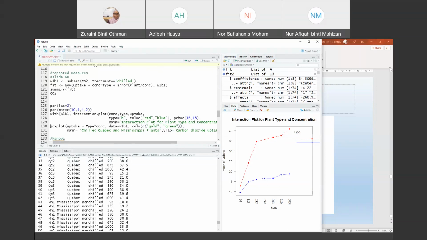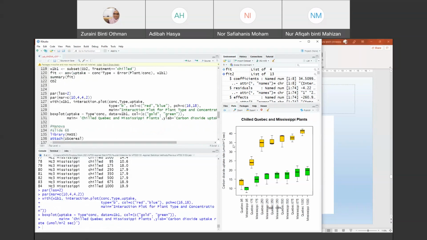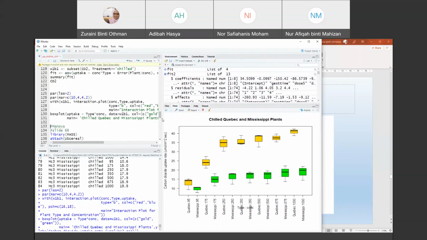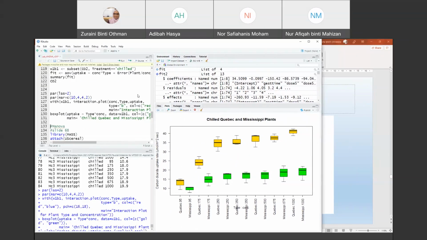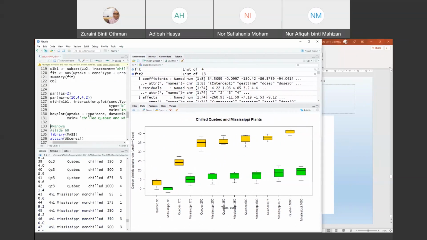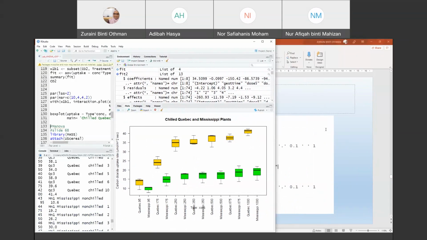Okay, then for the box plot, we visualize from the box plot. Okay, this is Chilled, Quebec, and Mississippi. Okay. This is for the Mississippi 95 and this is for the Quebec 95. And okay, from these two graphs, I enlarge it. Okay.